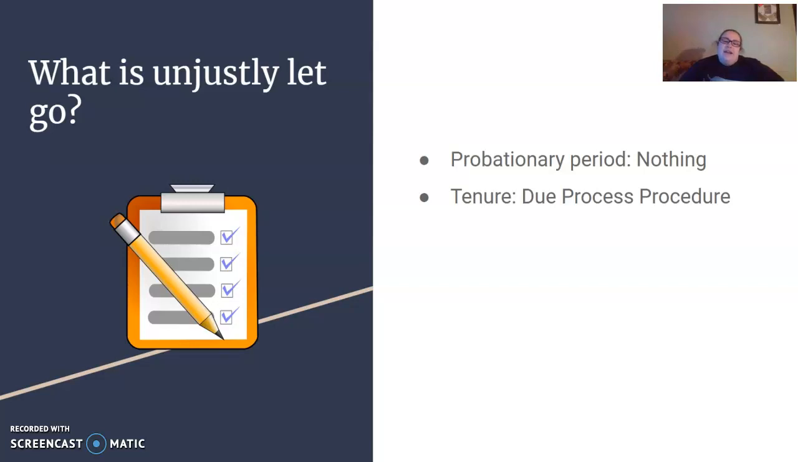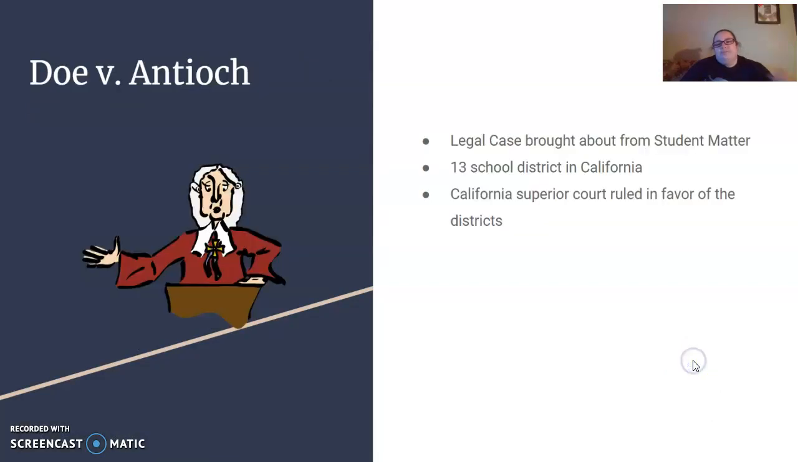If it's a teacher that has been there a while, we don't necessarily have tenure, but there is the due process procedure that they can go through. Whether or not they will keep their job is another story, but there is the due process procedure that they can go through.